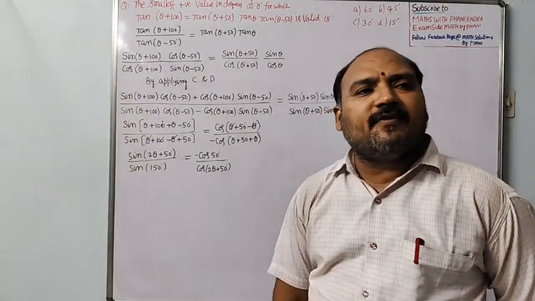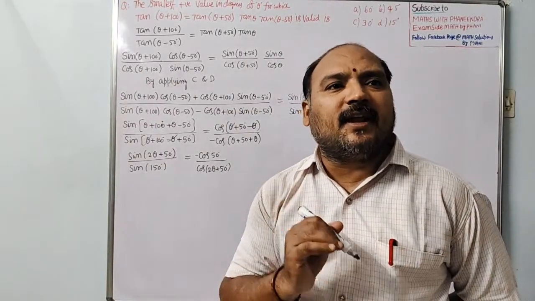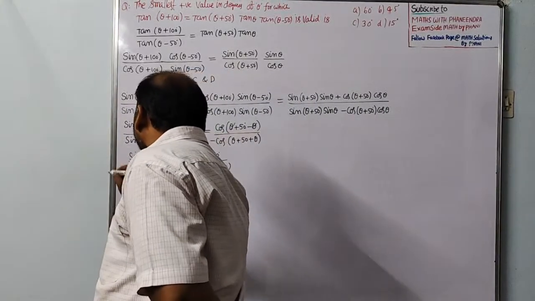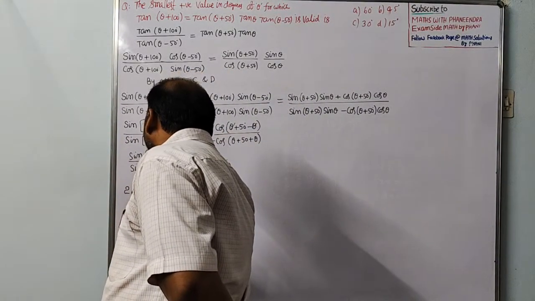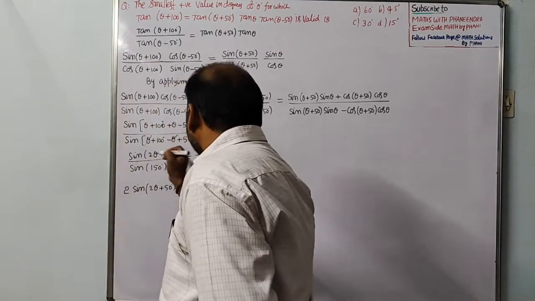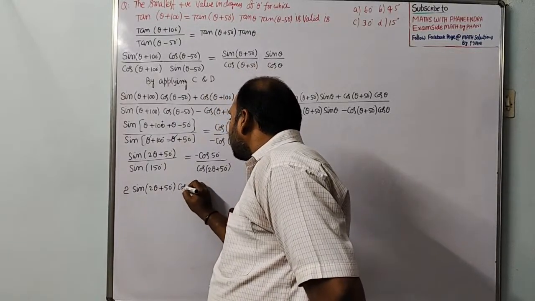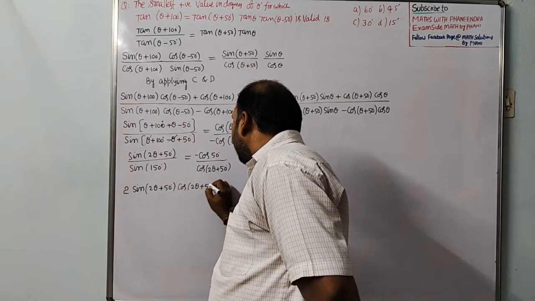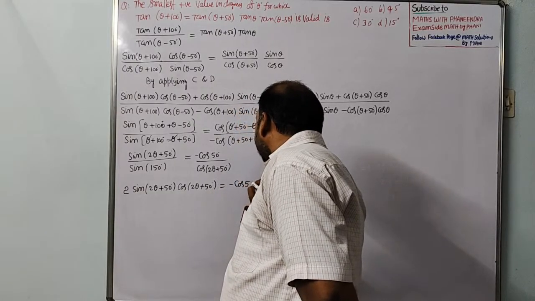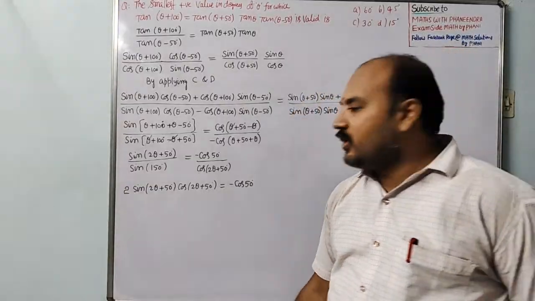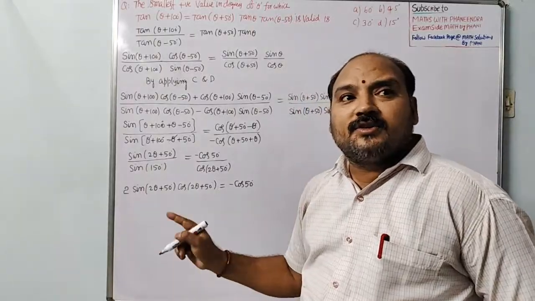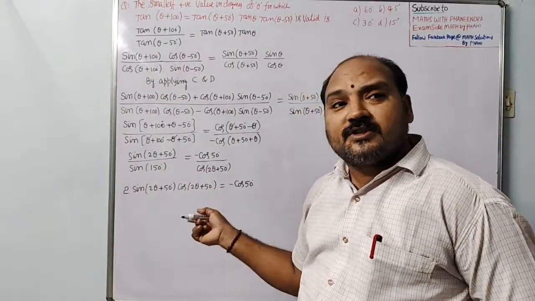What is sin 150? Sin of 180 minus 30. Sin of 180 minus theta is sin 30 only, and sin 30 means 1 by 2. So directly I am writing 2 sin(2 theta plus 50), and then cross multiply: cos(2 theta plus 50) is equal to minus cos 50 degrees. Okay, 2 sin A cos B... 2 sin A cos A means sin 2A.